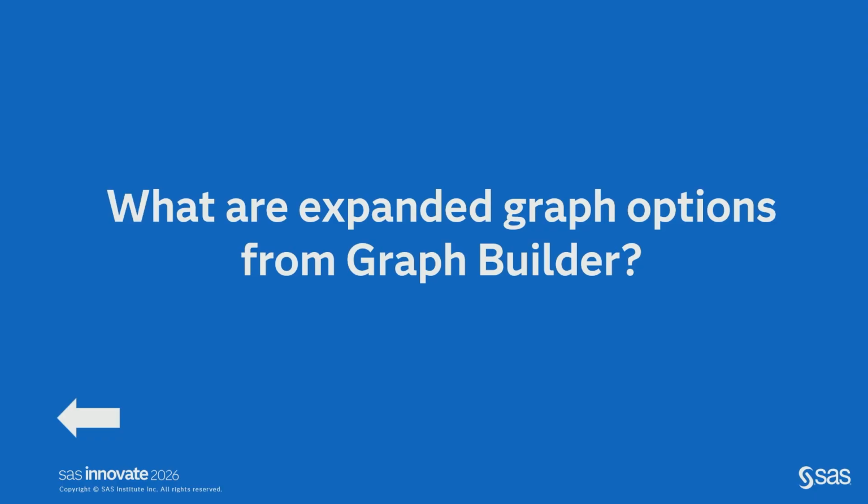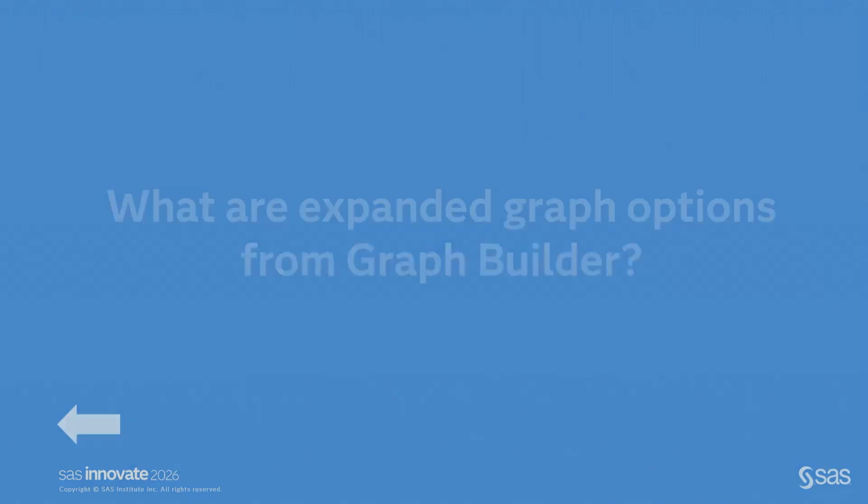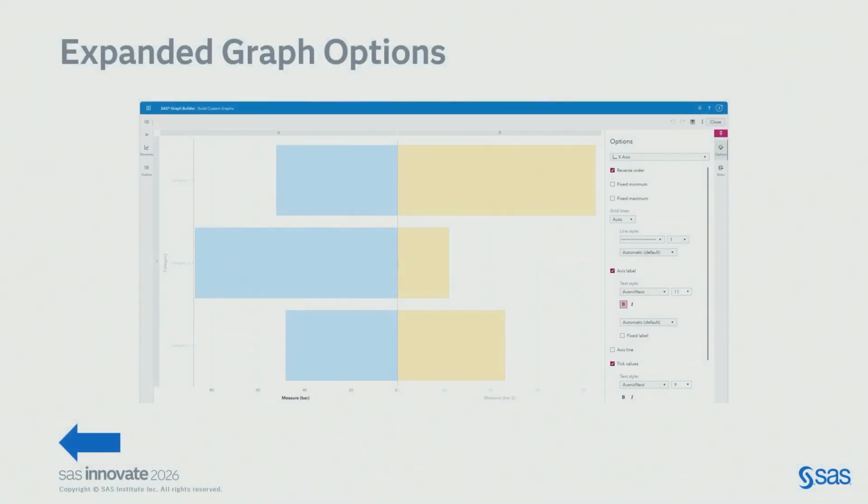What are the expanded graph options from Graph Builder? How many of you have used the Graph Builder application before? Okay, a couple of hands. Many of you may have noticed here you have an example, and there are a lot of options associated with the Graph Builder, including several options that have not historically been available in Visual Analytics.